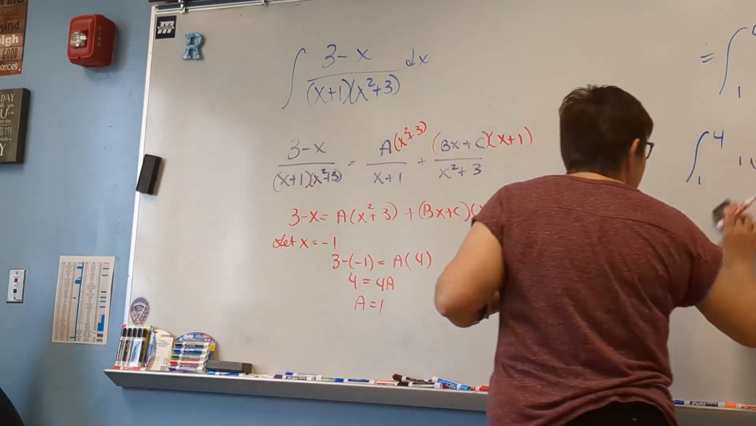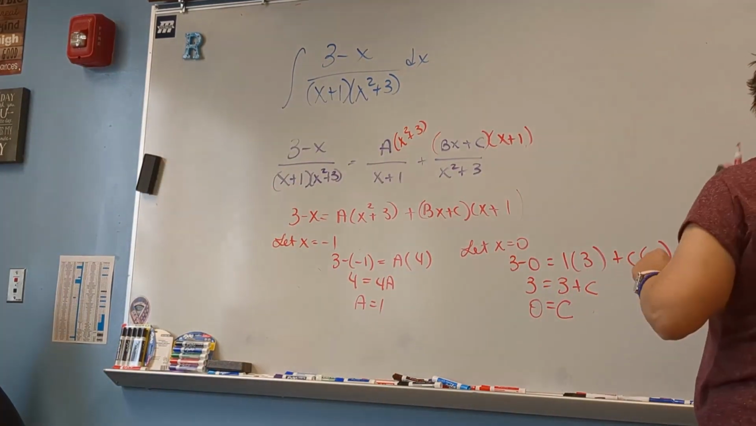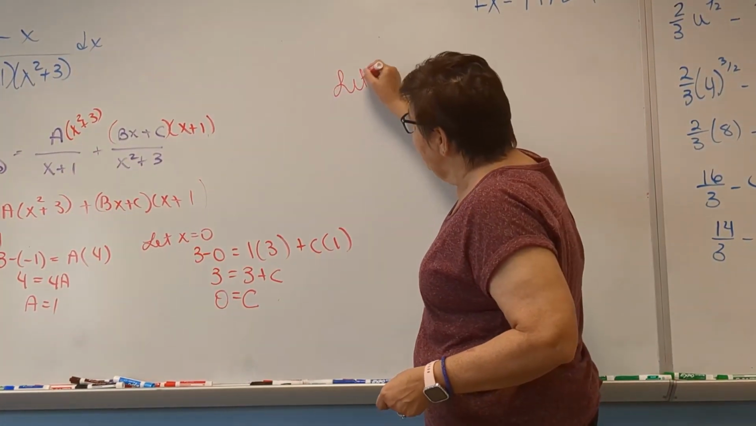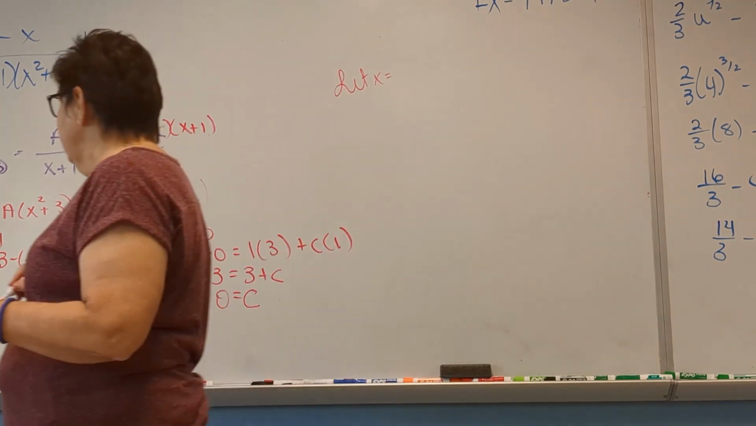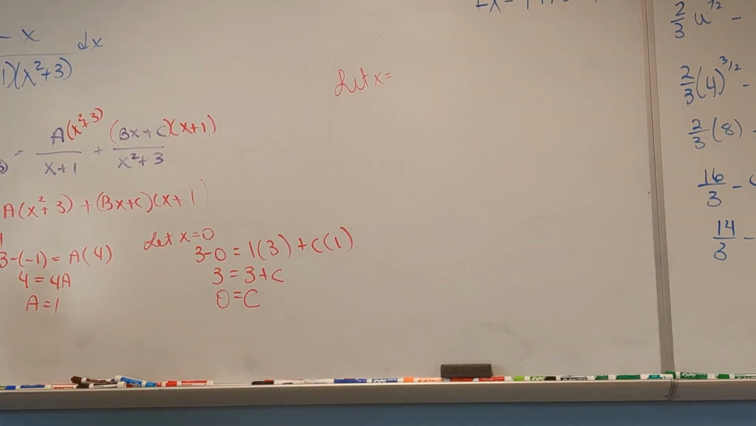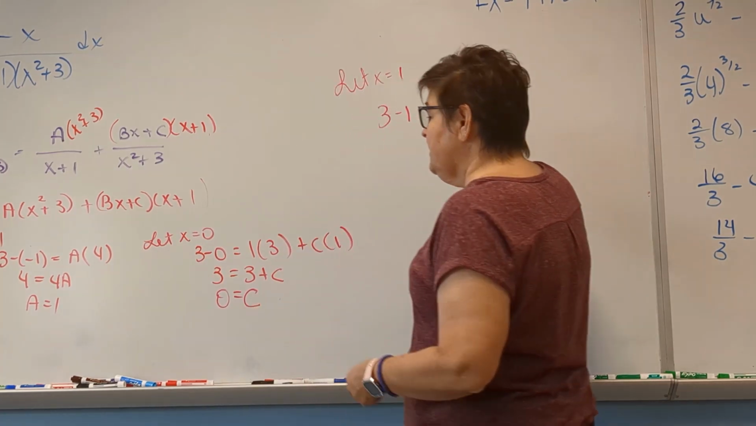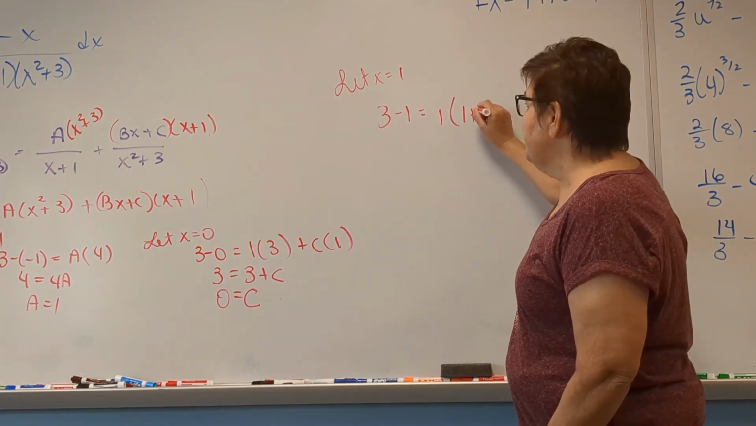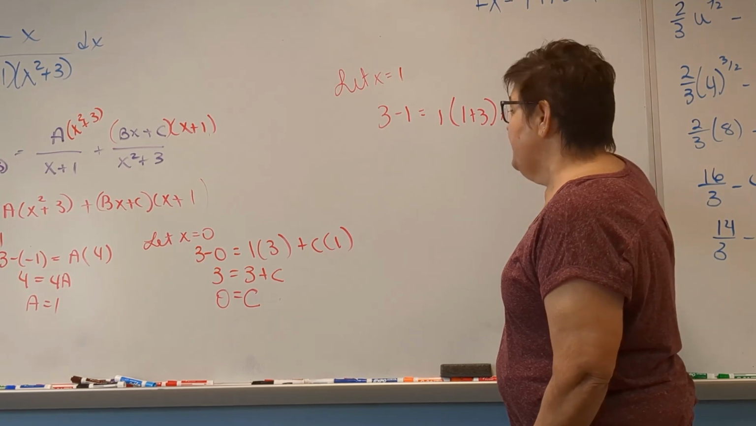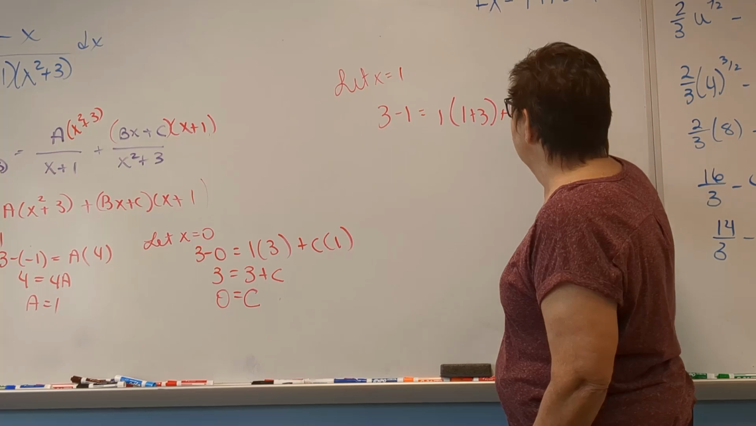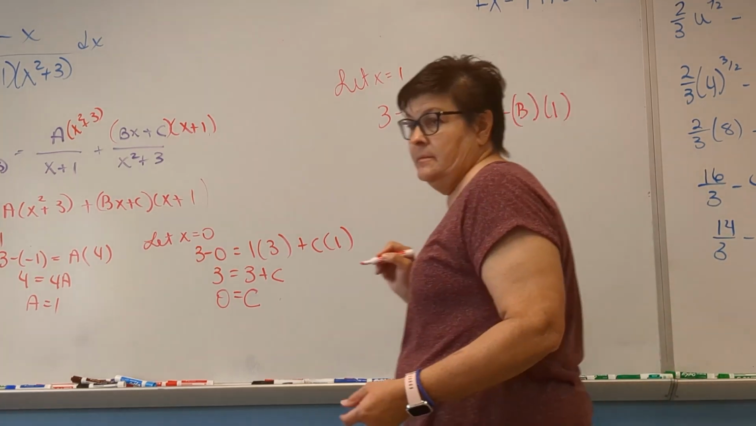Principal, I added wrong. All right, so next, what number do I pick now to use? We'll use a 1. 1 is fine. Nothing else really would work to get rid of, so we're just going to pick random numbers. So we have 3 minus 1 is equal to A is 1, 1 plus 3, which is 4, plus the B times 1, and then plus C, which is 0, and then times 1.